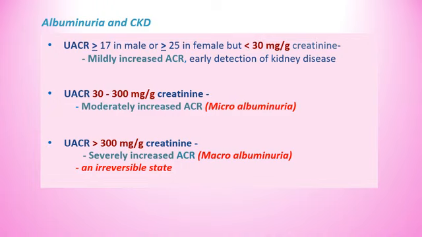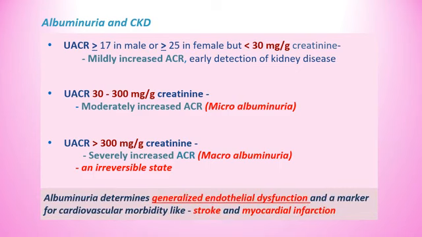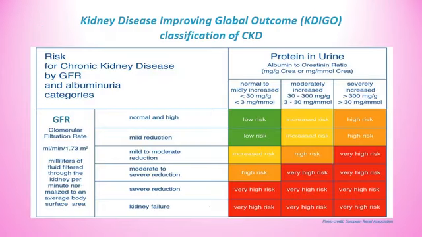UACR more than 300 mg per gram of creatinine is severely increased ACR. Previously it was known as macroalbuminuria. It is an irreversible state. Albuminuria determines generalized endothelial dysfunction and is a marker for cardiovascular morbidity like stroke and myocardial infarction.